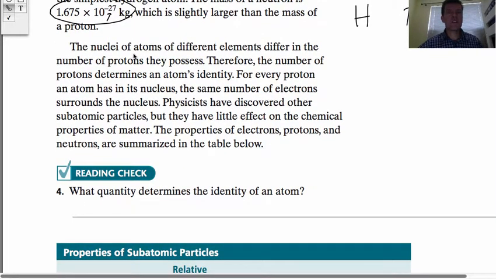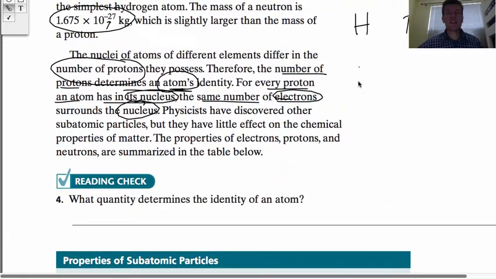Okay, every element is unique, and it is determined by the number of protons in the nucleus. So, the number of protons determines the atom's identity. For every proton an atom has in its nucleus, the same number of electrons surrounds the nucleus for a neutral atom. But you have to know that hydrogen is hydrogen because it has one proton. If you had 2 protons, it wouldn't be hydrogen anymore. It would be helium. Helium has 2 protons. If it has 3, it would be some different element. So the number of protons is what determines the particular identification of that element.